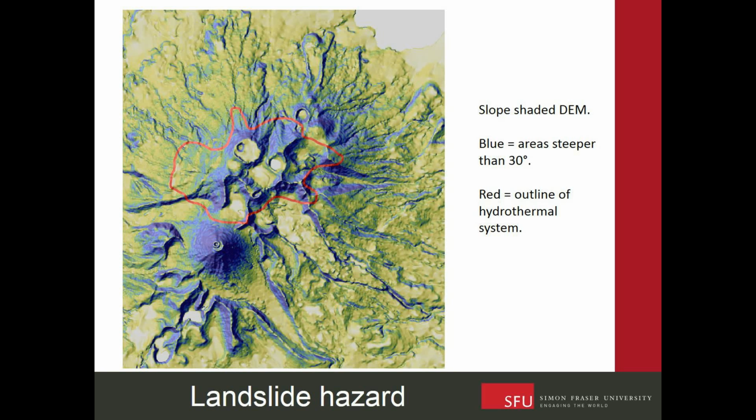Finally, we can look at the landslide hazard. All this alteration creates mechanically weak rocks, so in areas where those slopes are steep, those are areas of potential failure. So this is a slope-shaded DEM where the blue areas are steeper than about 30 degrees, and this red amoeba is the outline of the hydrothermal system from the gravity and magnetic models.